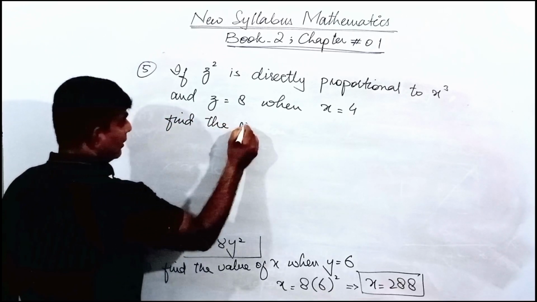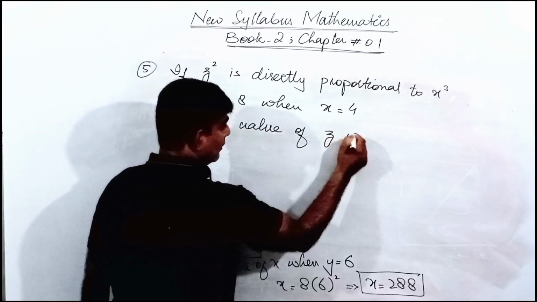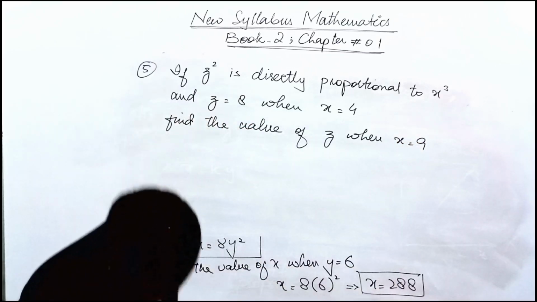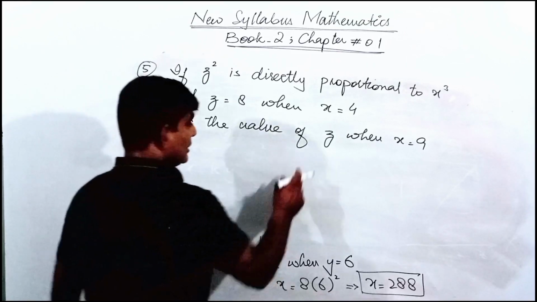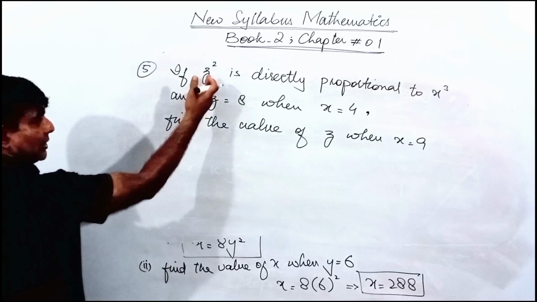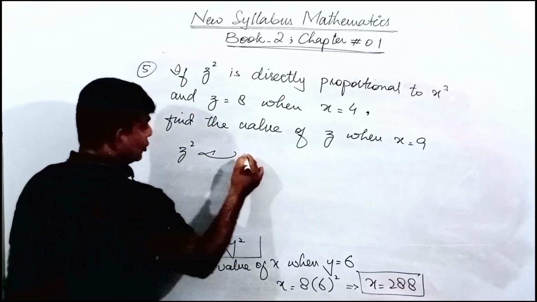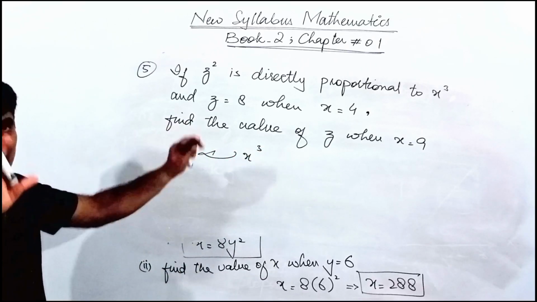Find the value of z when x equals 9. Yes, now this is the question. Now listen, what is the relation? z square is directly proportional to x cube. This is the first step.